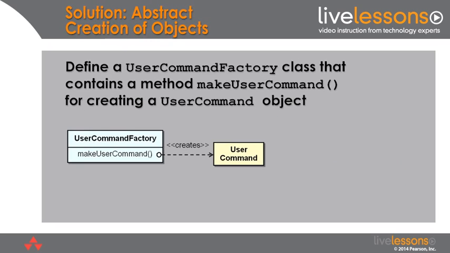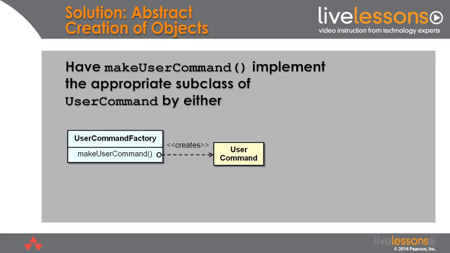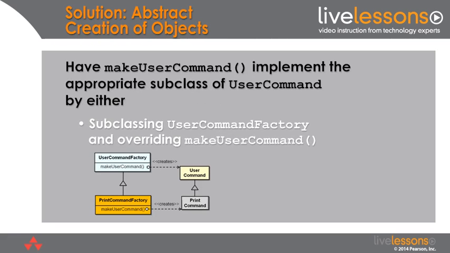What are we going to do for the solution? We're going to abstract the creation of objects by defining a user command factory class that contains a method called makeUserCommand that knows how to make the appropriate user command object, or more specifically, the subclass of user command. There's a couple of different ways to do this. One way is to define the user command factory base class and then subclass this to make different kinds of user commands. We could have a subclass called print command factory or format command factory, etc. We could handle it through subclassing, where the subclass would actually create the appropriate derived class of user command.